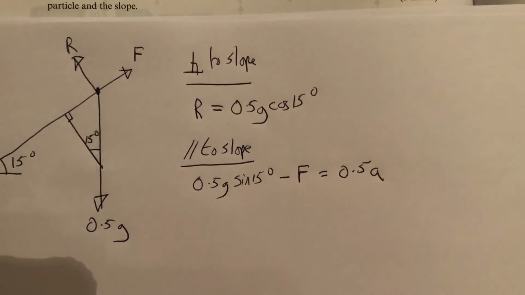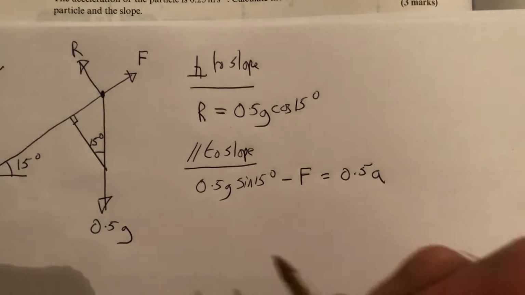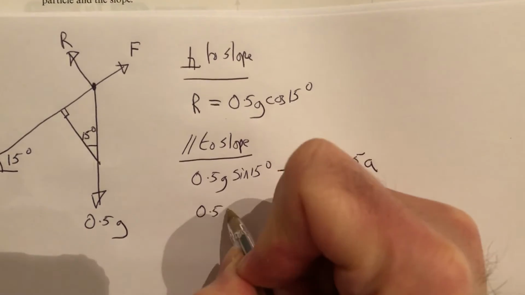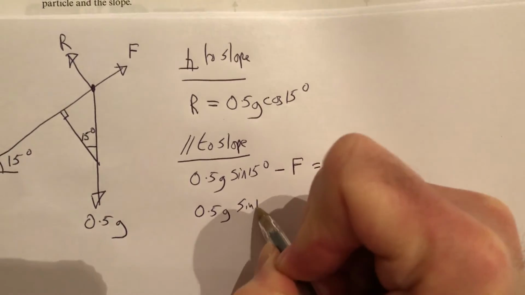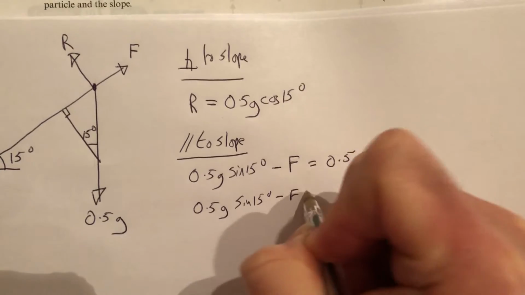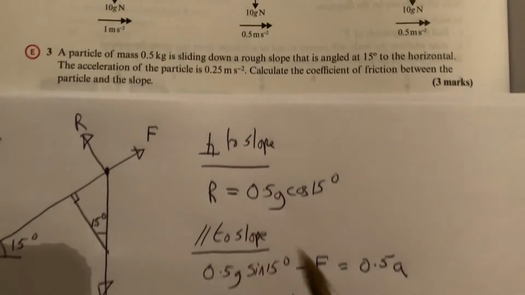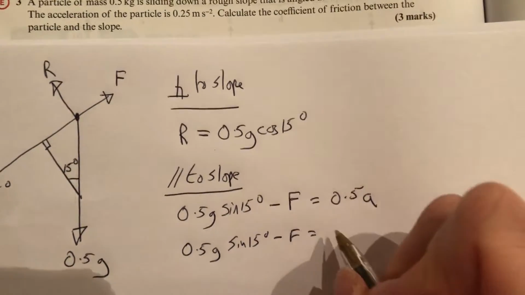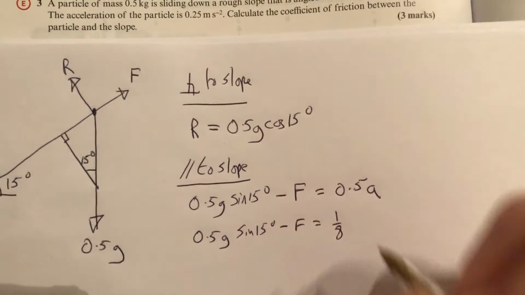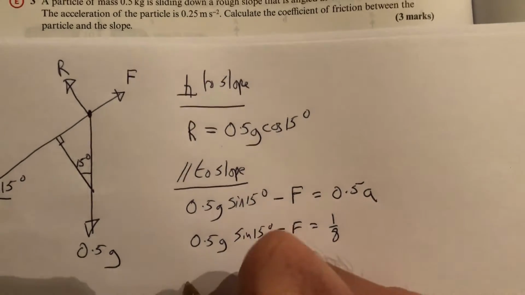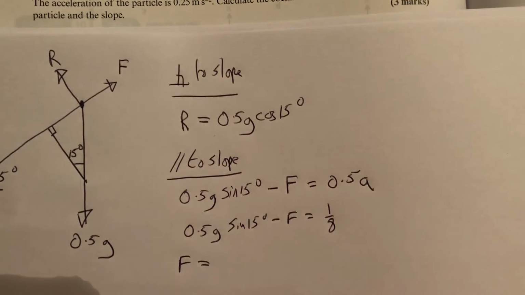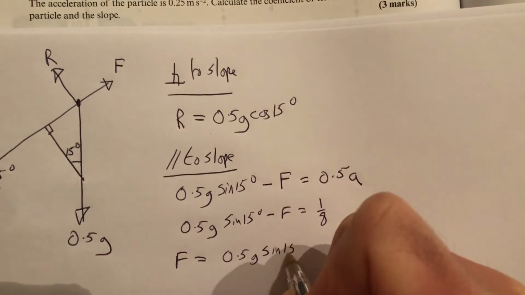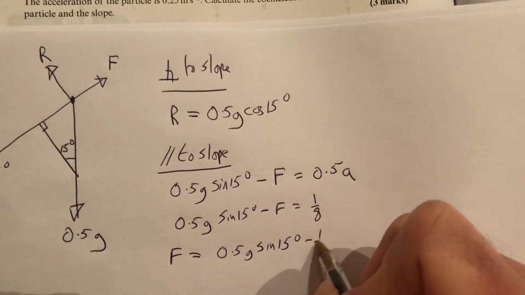Oh, look at that! I'm told the acceleration is 0.25 as well, so I'll put it in now. 0.5g sine 15 degrees subtract F is equal to 0.25, it's a quarter, isn't it, times by half, it's 1/8. Okay, like that. So make F the subject. F is equal to 0.5g sine 15 degrees, subtract 1/8.